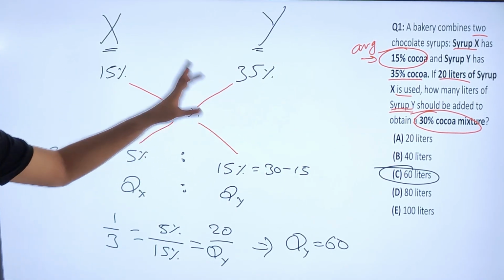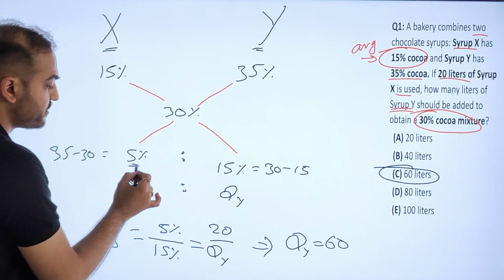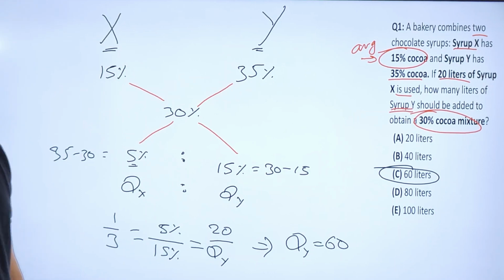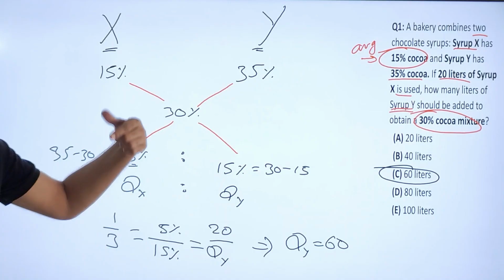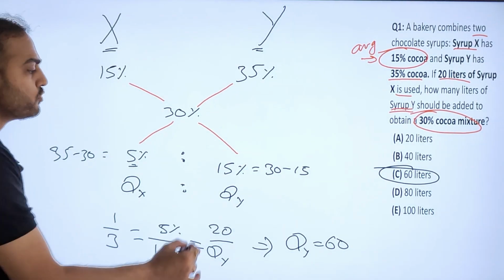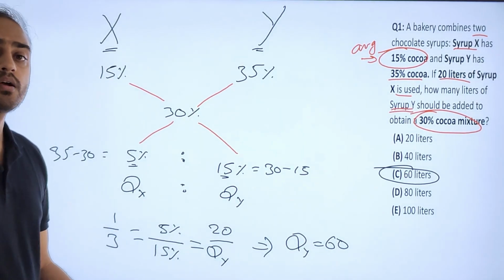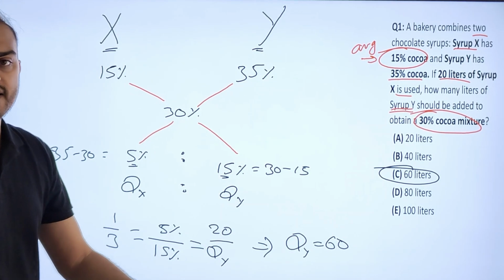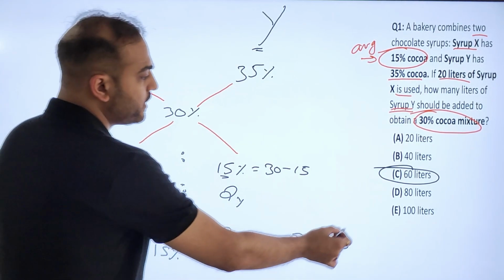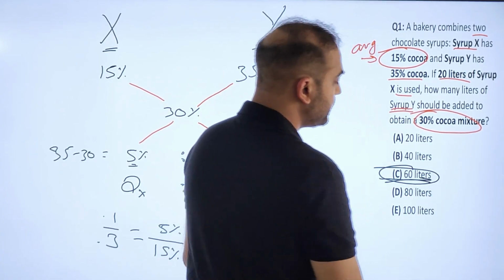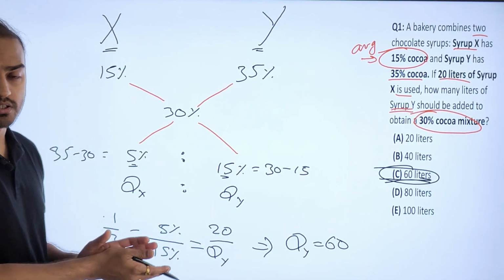Y is making X move 3 times. See, Y is moving 5% or 5 steps. It is making X move 15% or 15 steps. So it is making X move 3 times as much. Why is that? Because its quantity has to be 3 times as much. So that is why the quantity ratio is 1:3. We get quantity of Y as 60 liters. So I hope you understand the logic of using the butterfly method now.